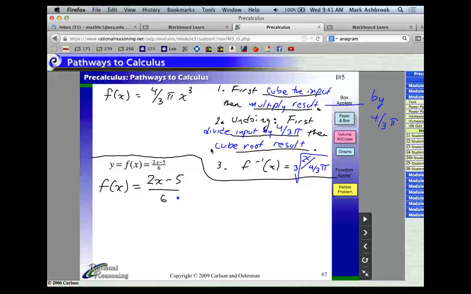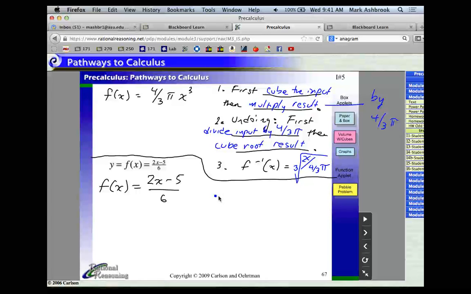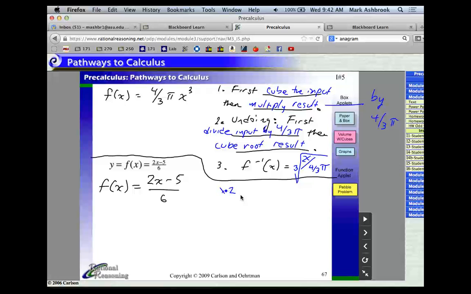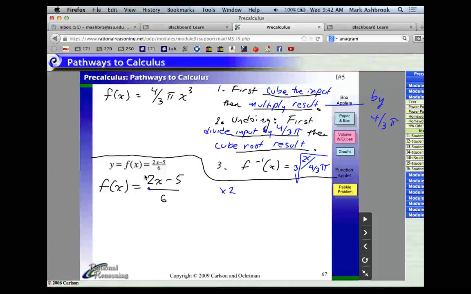Okay. Who thinks they got the second one? Somebody new? Tell me your name again. Joseph. Joseph. All right, so first thing, multiply x by 2. What's the next thing you do after you multiply by 2? Subtract 5. And then divide by 6.